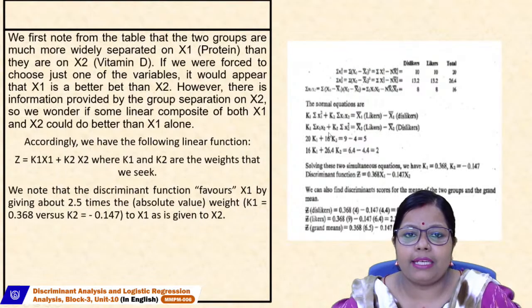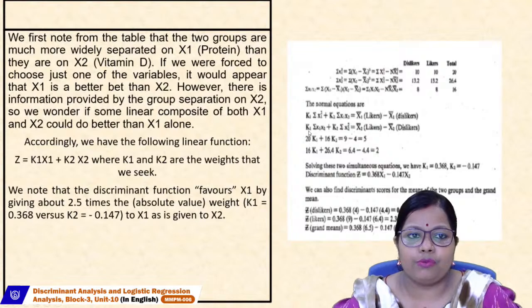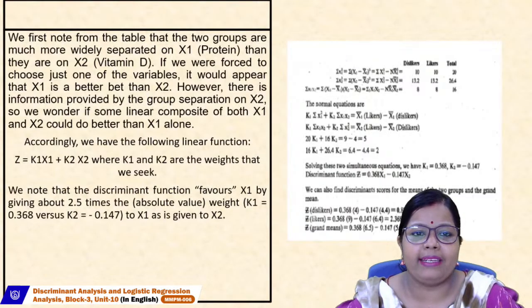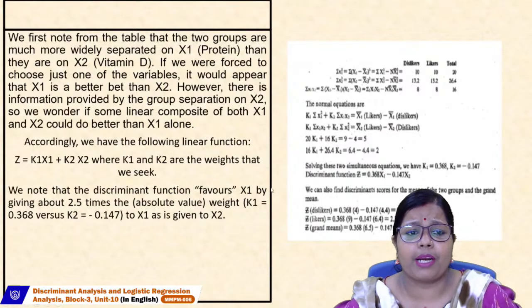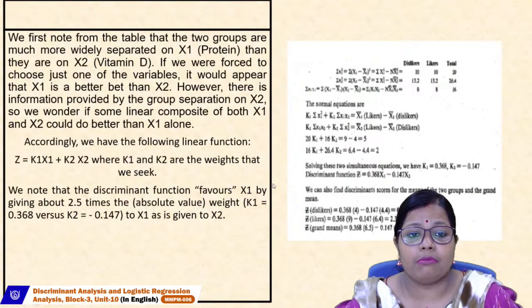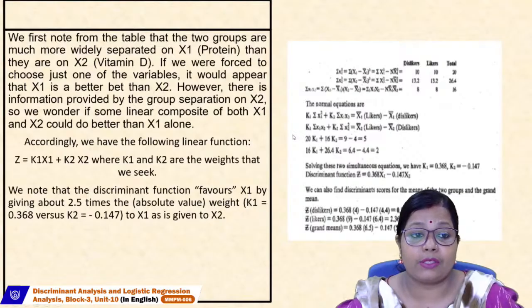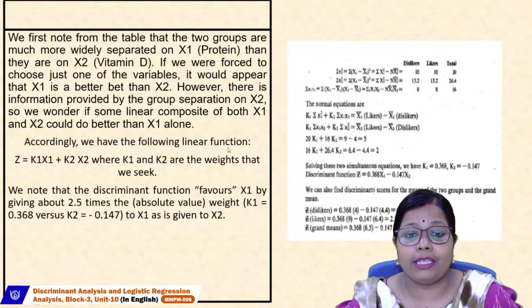See what we have done here. Now x1 stands for protein, and x2 stands for vitamin D; the two groups are much more widely separated on x1. If we were forced to choose just one of the variables, it would appear that x1 is better than x2. However, there is information provided by the group separation on x2. So we wonder if some linear composite of both x1 and x2 could be better than x1 alone. Accordingly, we have the following linear function.